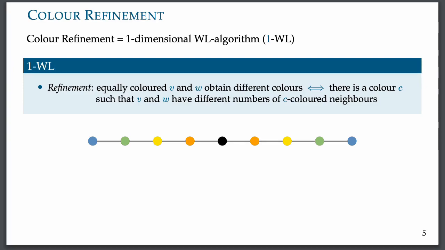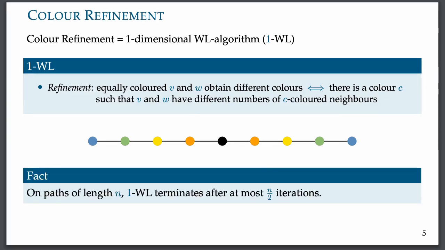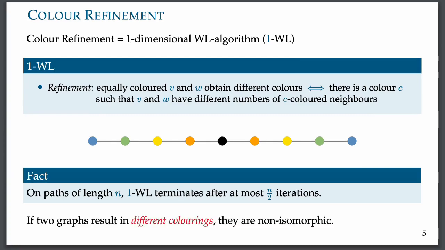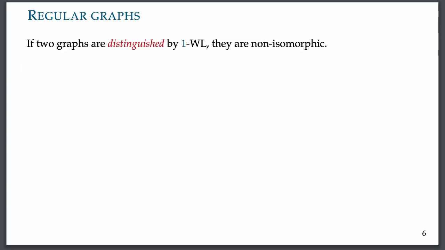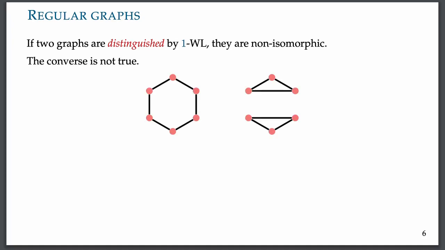This colored graph is the output of the algorithm after n/2 iterations, where n is the length of the path. On a second path of equal length, the algorithm would compute the same colors. So, by contraposition, we can use the algorithm to detect non-isomorphism. If two graphs result in different colorings, they must be non-isomorphic. So if two graphs yield distinct outputs of the algorithm, if they are distinguished by the algorithm, then they are non-isomorphic. However, the converse is not true, as these two example graphs, this one and this one, show.